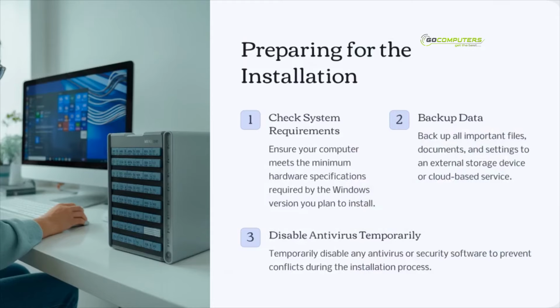Preparing for the installation. 1. Check system requirements. Ensure your computer meets the minimum hardware specifications required by the Windows version you plan to install. 2. Backup data. Backup all important files, documents, and settings to an external storage device or cloud-based service. 3. Disable antivirus temporarily. Temporarily disable any antivirus or security software to prevent conflicts during the installation process.